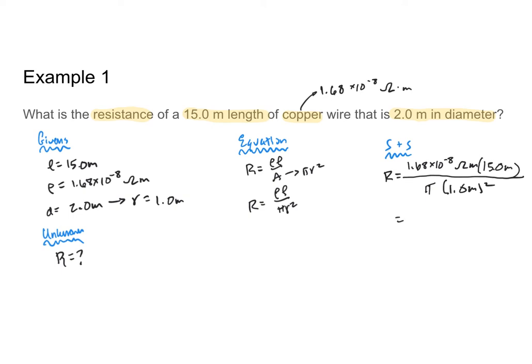Simplifying this out, I get that my resistance is equal to 8.0 times 10 to the negative 8th ohms.